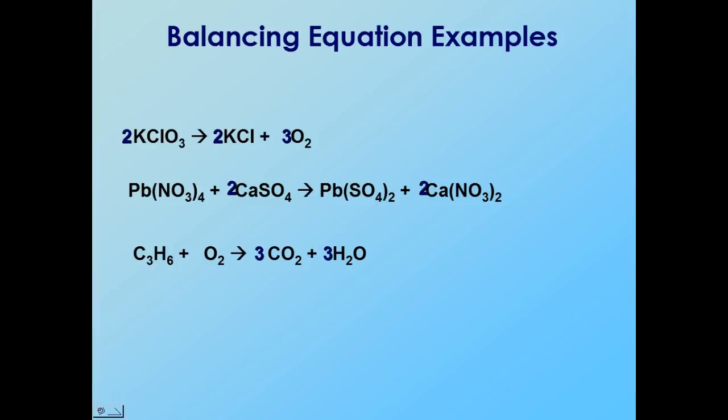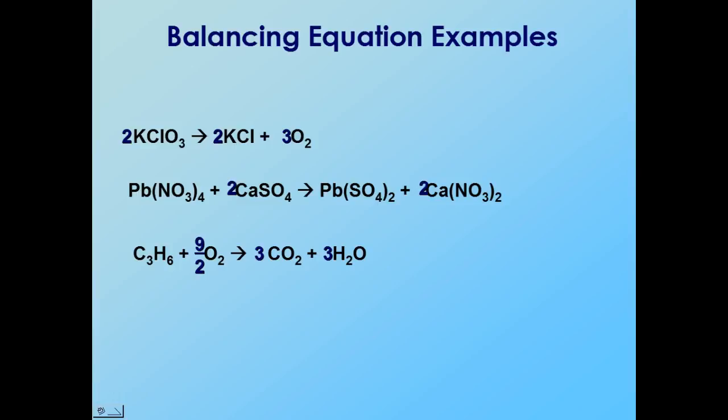At this point, I have to figure out the oxygen counts. I have 6 in the 3 CO2s, and I have 3 in the 3 H2Os, which gives me a total of 9. And the only way I can get 9 out of 2 oxygens is to multiply it by 9 halves. So that 2 times 9 halves would give me my 9. I can't have a fraction of a molecule. I either have to have one or not.